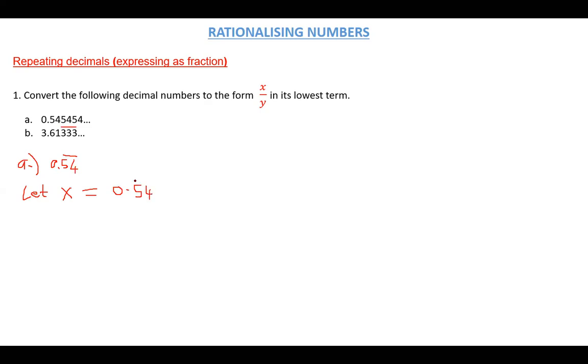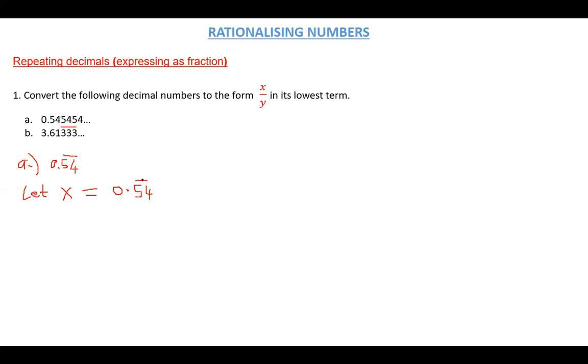0.54 bar. So the first step is to move the point closer to the repeating numbers. How do I do that in this case? My decimal point is already closer to the repeating numbers, so there's no need for me to do that. Then the second step is that I'm supposed to move the decimal point to cover all the repeating numbers.